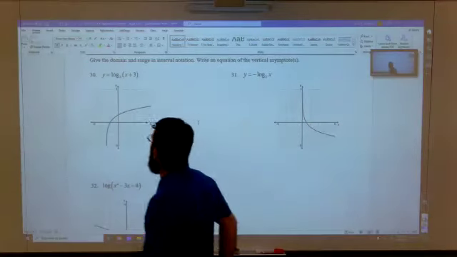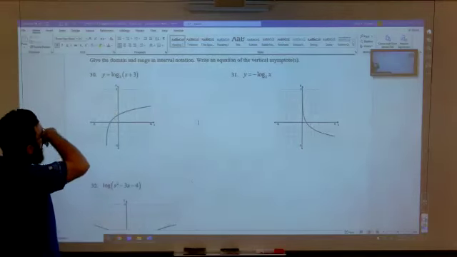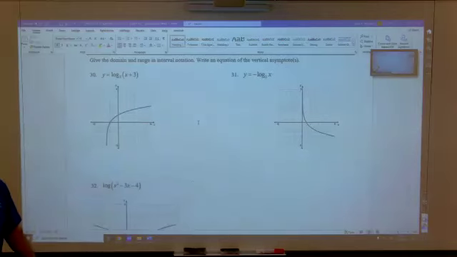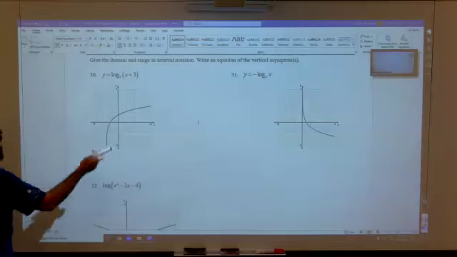Based on this, I'm not going to look at the graph. I need to find the domain without looking at the graph. What am I going to find? The asymptote. How am I going to find the asymptote?